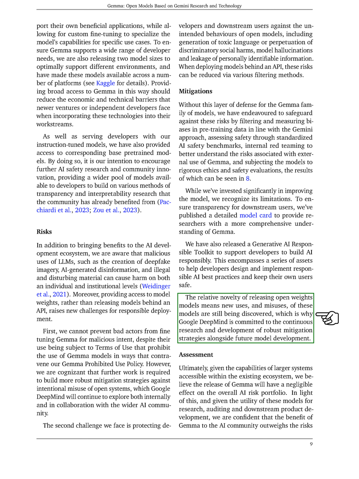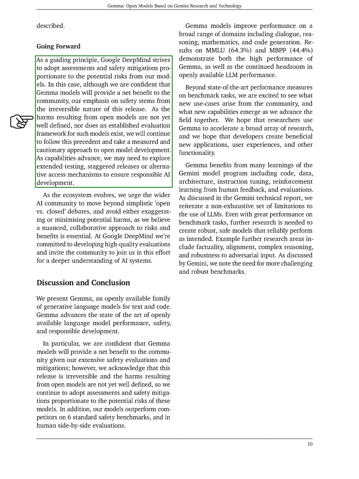Section: Going forward. In this section, we aim to align our assessments and safety measures with the risks posed by our models. We believe that our Gemma models will bring positive outcomes to the community. However, we prioritize safety due to the permanent impact of this release. Since the negative effects of open models are not clearly defined yet, and there is no standard way to evaluate them, we will proceed with caution in developing open models. As technology progresses, we may need to consider more extensive testing, gradual releases, or different access methods to ensure responsible AI progress.